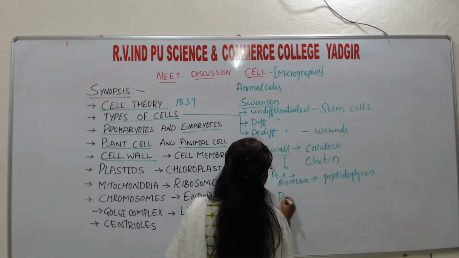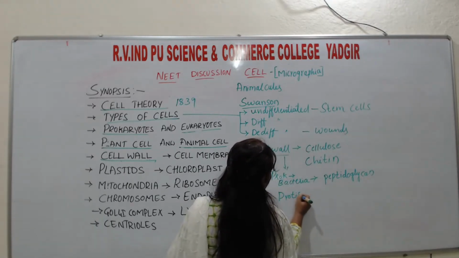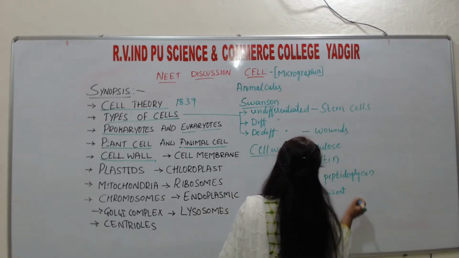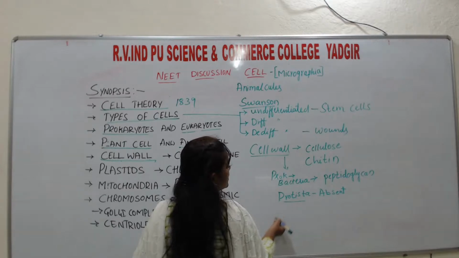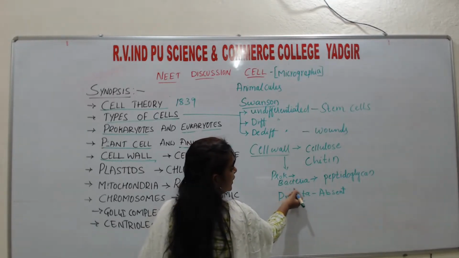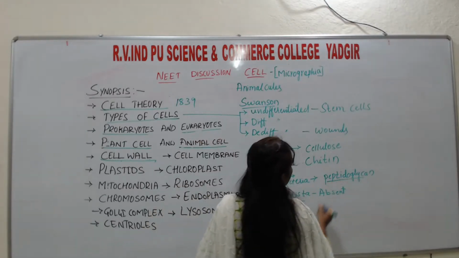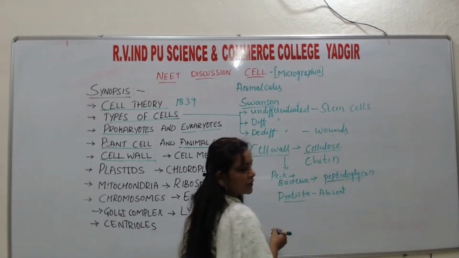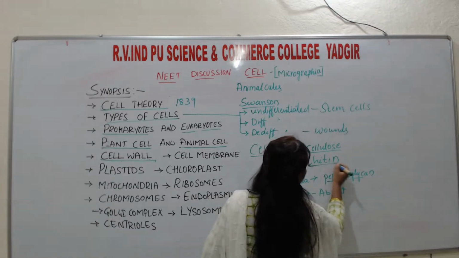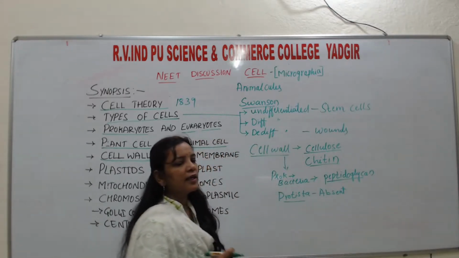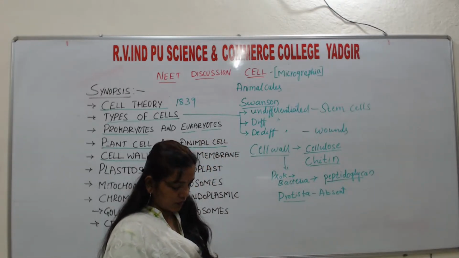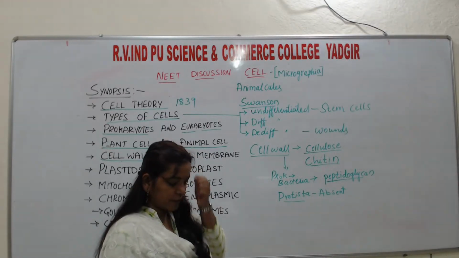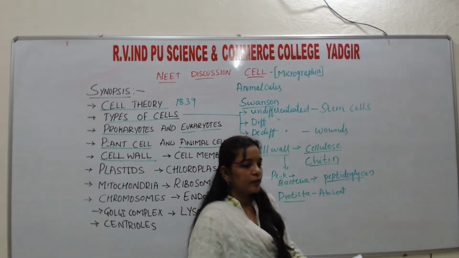Peptidoglycan. In protista, the cell wall is absent. The cell wall is absent in protista. Bacteria and cyanobacteria have a cell wall made of peptidoglycan, whereas the plant cell wall is made up of cellulose. The cell wall of fungi is made up of what? Chitin. Okay, you should know this. Next, it is absent in animals and mycoplasma.